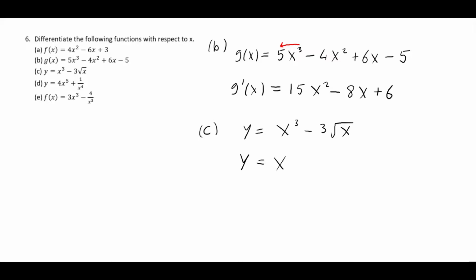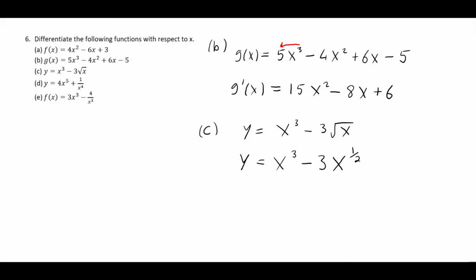So we leave this one as it is. And then we leave the 3 there, and the square root of x is the exact same as x to the power of a half. So we're going to put it like that because it's easier to follow our rule when differentiating it.